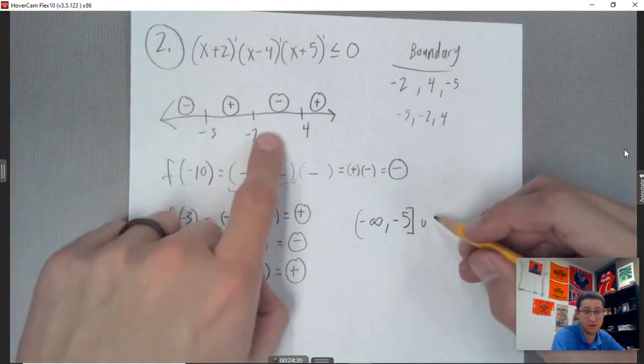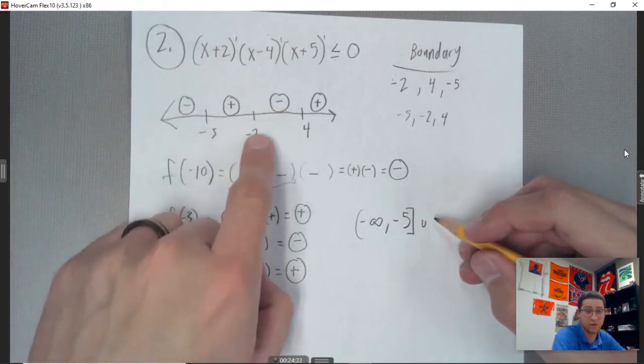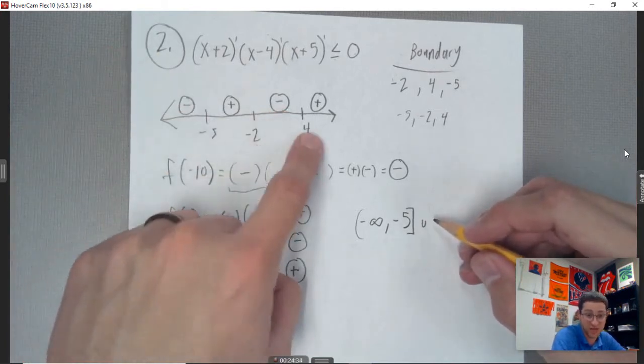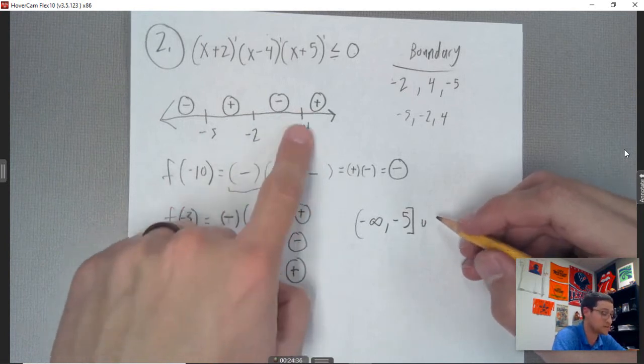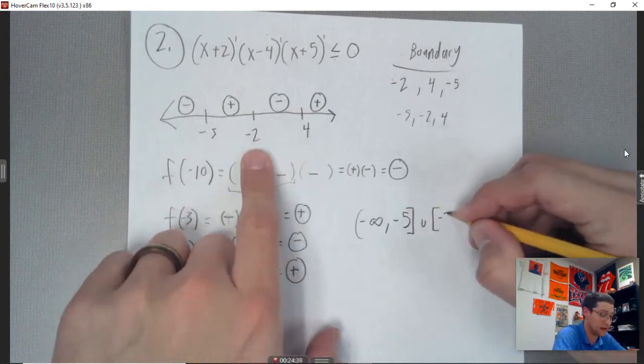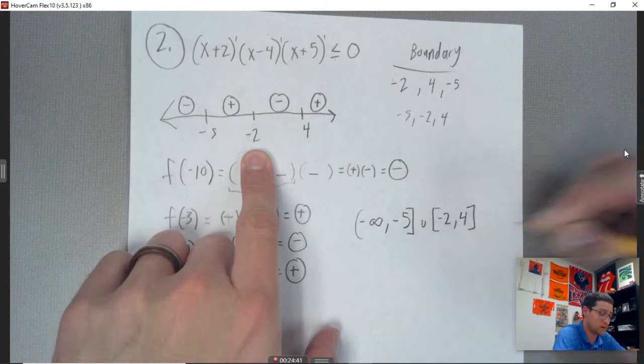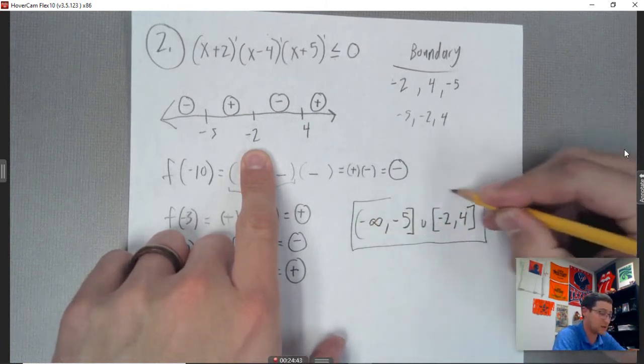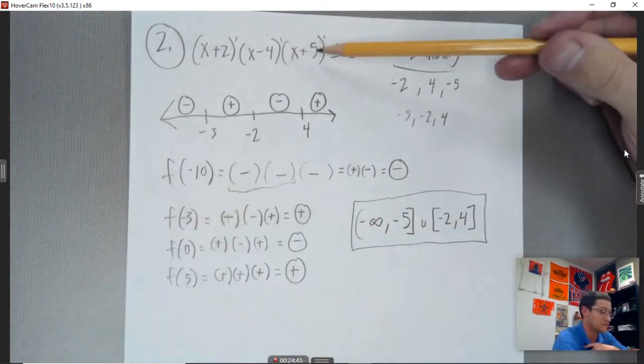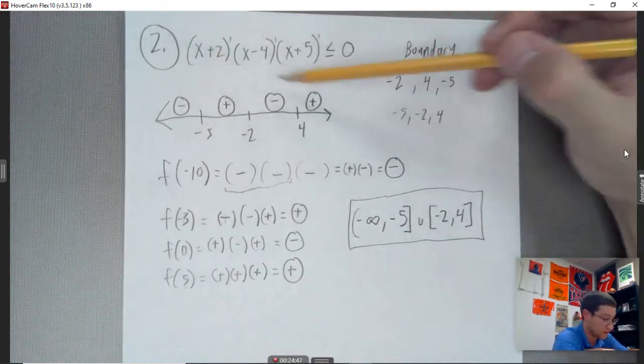And then the second one, again, it's this interval, but I've got to include negative 2 and I include 4 because those would get me zeros. So I'm putting a bracket, negative 2 all the way up to 4, and those values are going to make this a true statement.